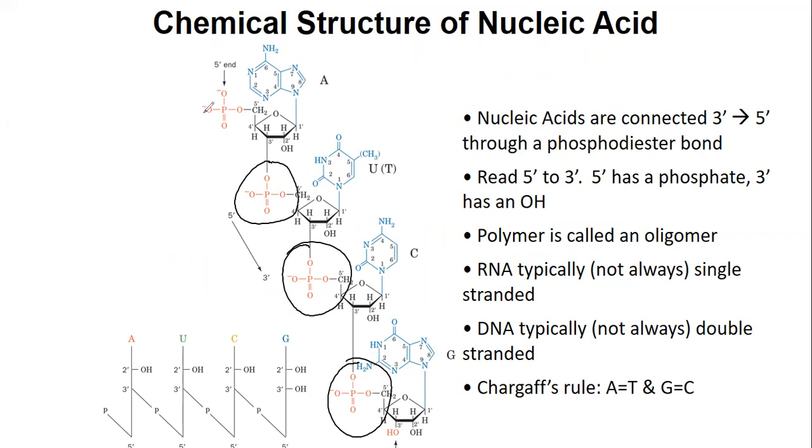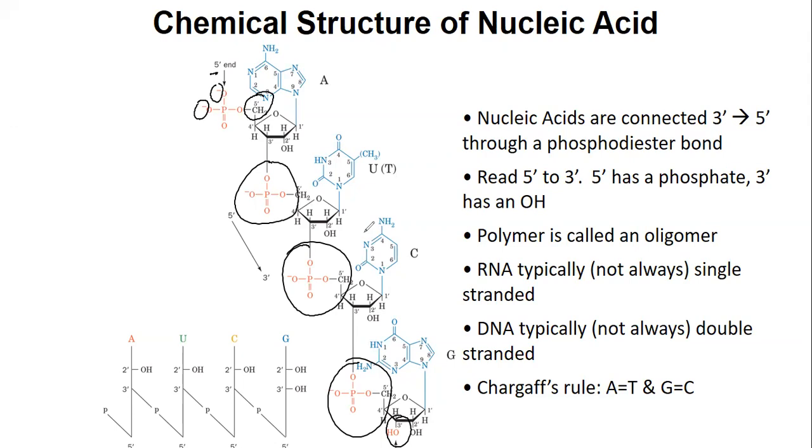So these phosphates are negatively charged. That's why DNA and RNA are incredibly negatively charged. And when the cell reads DNA and RNA, we always read it the same way. We start at the 5' end and we read it to the 3' end. So here our sequence is AUCCG, right? And so this is a polymer, also called an oligomer.